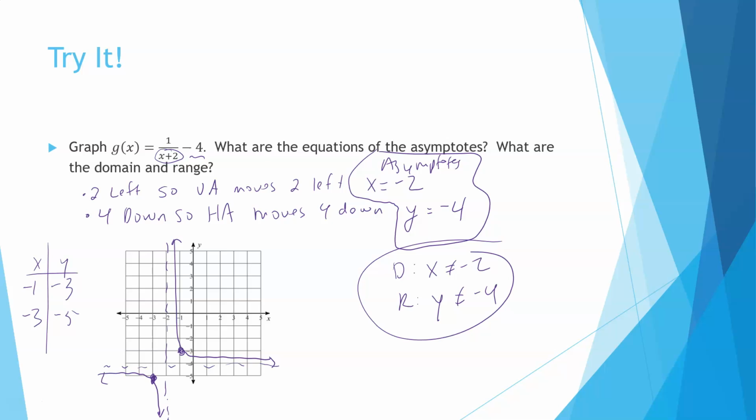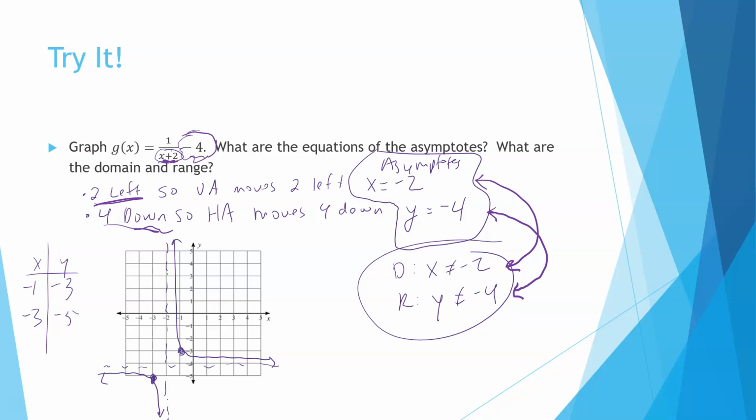Okay, so hopefully you saw that the x plus 2 would make it go 2 left. So your vertical asymptote moves 2 left, which is at x equals negative 2. I drew that in. The minus 4 shifts it 4 down. So the horizontal asymptote moves 4 down, which means it's at y equals negative 4. Again, if my asymptote is at x equals negative 2, that means the domain is that x can't equal negative 2. If my asymptote is y equals negative 4, then the range is y can't be negative 4.